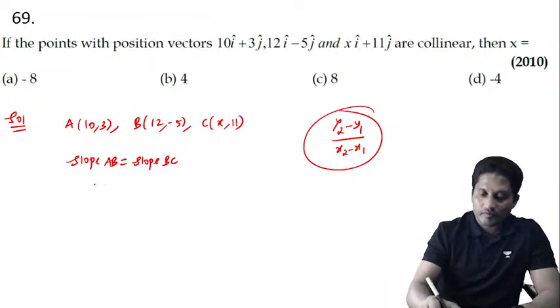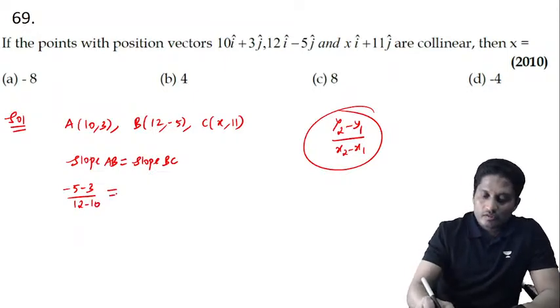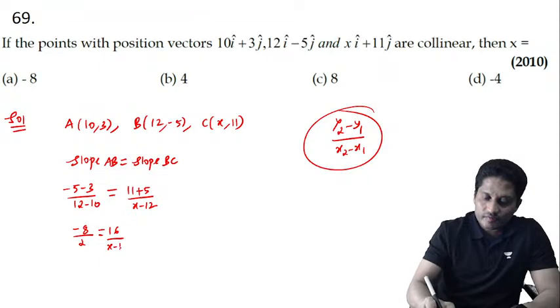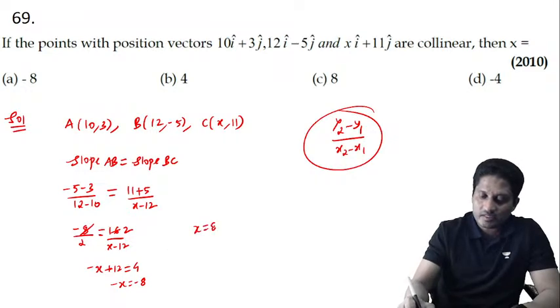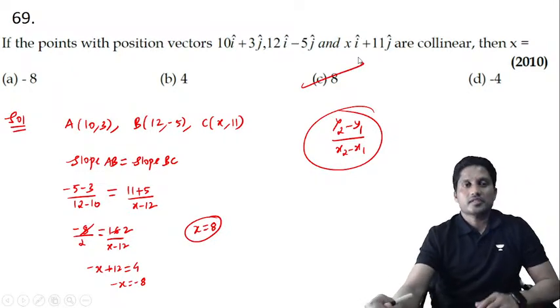Now the slope of AB is minus x minus 3 divided by 12 minus 10. Slope of BC is equal to 11 minus of minus x is plus x divided by x minus 12. So this is minus 8 divided by 2 is equal to 16 divided by x minus 12. This will cancel 2 times. If I cross multiply, minus x plus 12 is equal to 4. Minus x is equal to minus 8. Minus and minus cancels. X is equal to plus 8. Answer is option C.